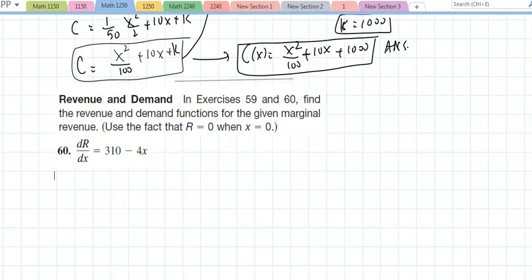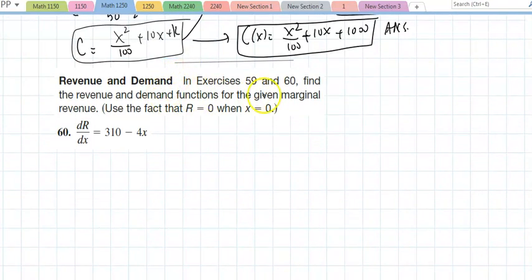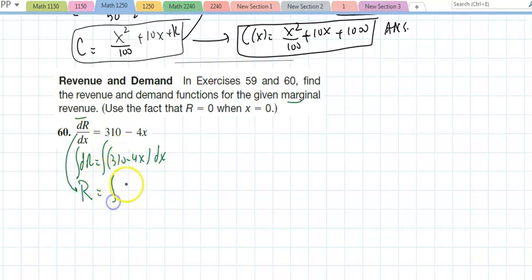Same deal with revenue. If I have the marginal revenue, the way you would really do it, you would cross multiply. You really don't have to show that, but that's really what you do. And then you say, you know what? That's revenue. You could skip this part and jump straight to it. The revenue will be the integral of 310 minus 4x with respect to x.